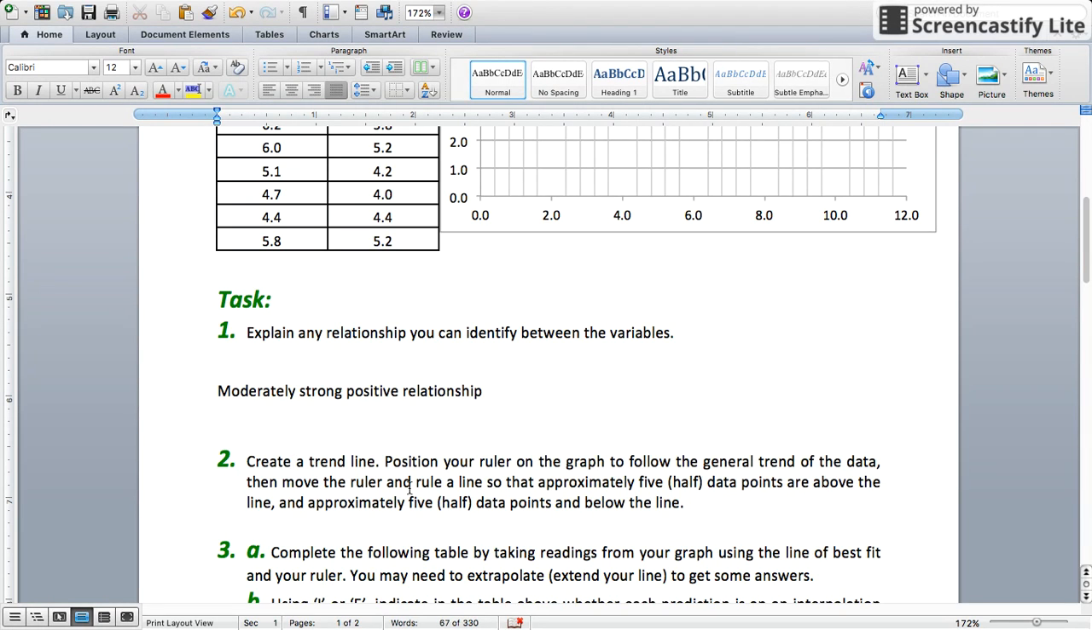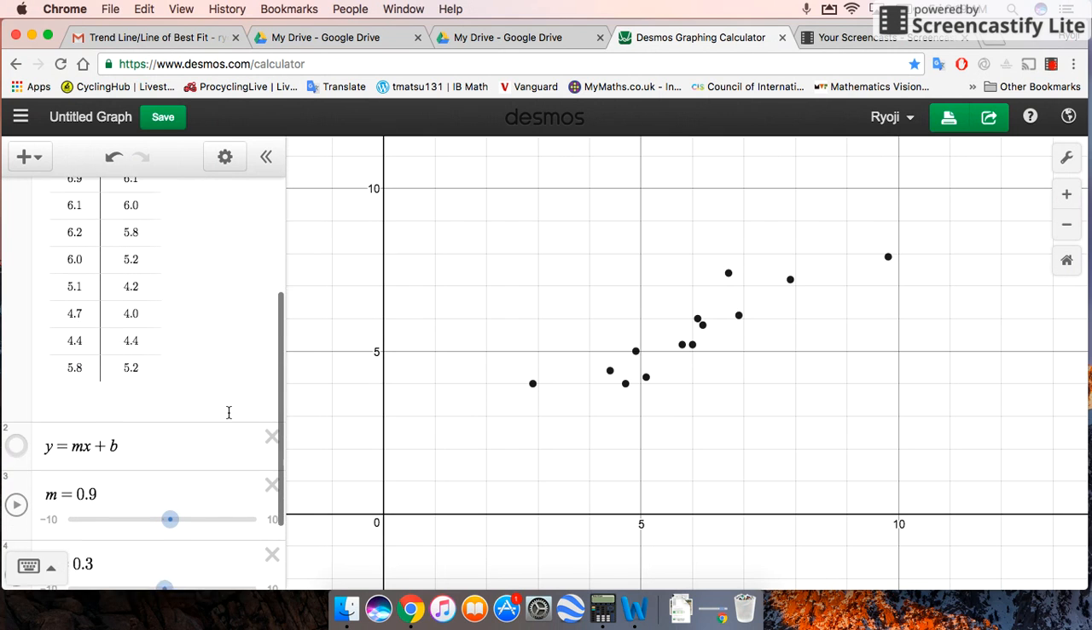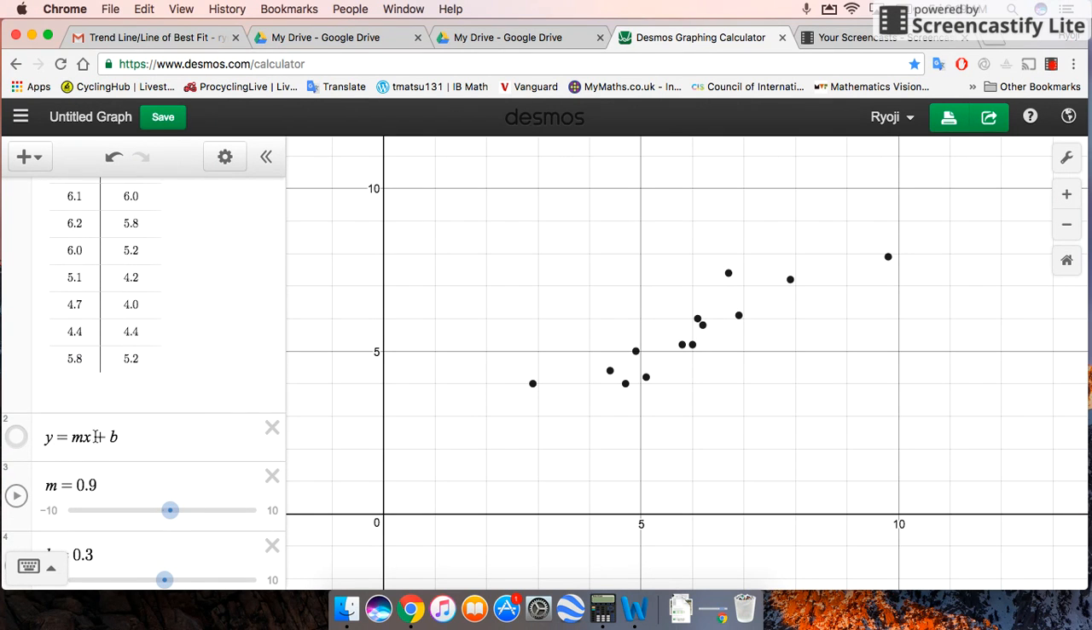So this says create a trend line, position your ruler on the graph to follow the general trend of the data, then move the ruler and draw a line so that approximately half the data points are above the line and approximately half the data points are below the line. So if we go back to Desmos, Desmos allows us to create a trend line. All you have to do is type in y equals mx plus b.